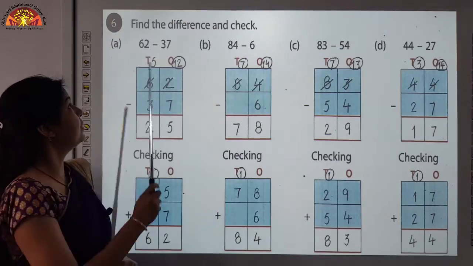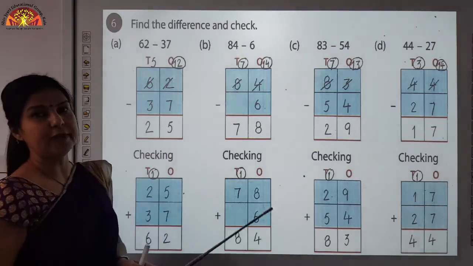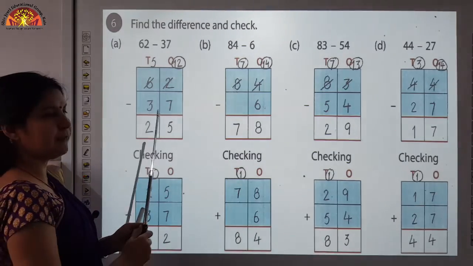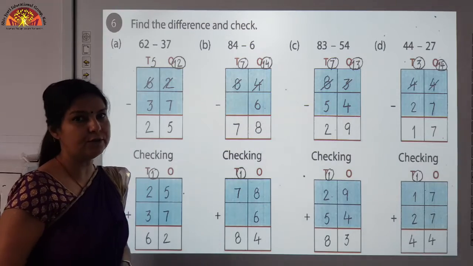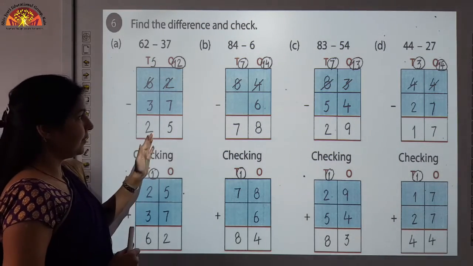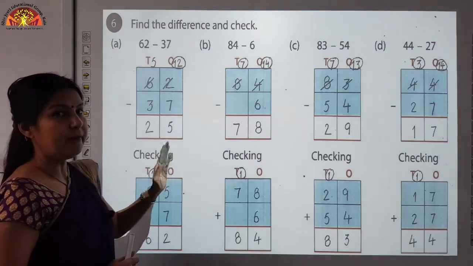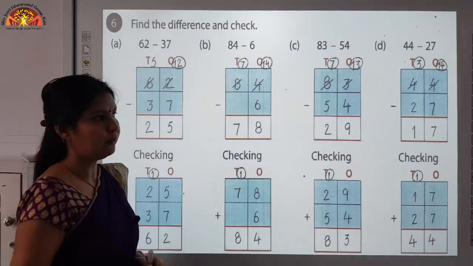Now we will see question number C. Find the difference and check. First of all, we have to find out the difference between the numbers, then we have to check that the sum we have done is correct or not. So what we will do? We will find out the difference first of all, then we will add the difference and the smaller number. Let's see this on the board now.